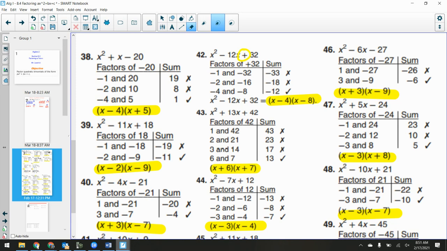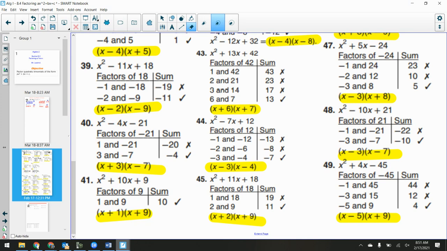Okay. Does anybody need the top row, 38, 42, or 46 anymore? Anybody need the top row? Nope. Okay. Here is the rest of the answers then for 41, 45, 49 down there.